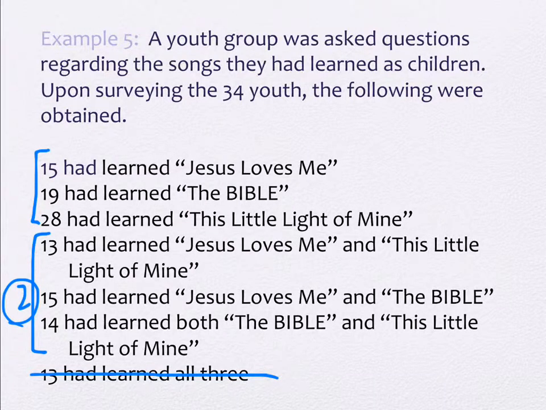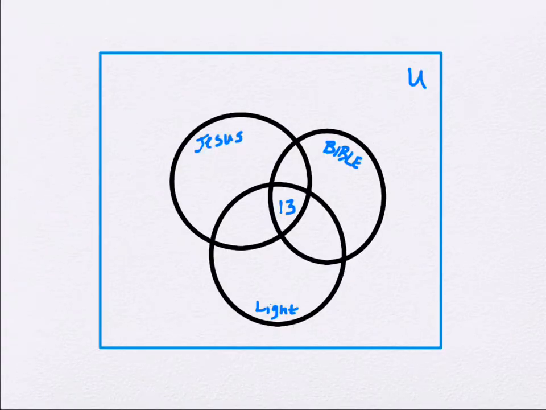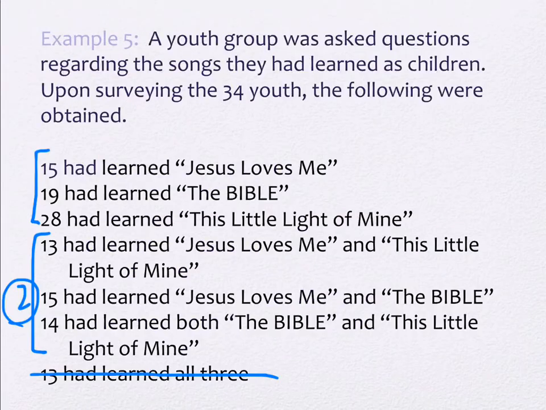So it says 14 had learned the B-I-B-L-E and this little light of mine. So if I take a look at my diagram, the B-I-B-L-E and this little light of mine is this particular region right here. And there's already 13 in it, which means how many are missing? Just one. So there's going to be a 1 that goes right here. All right, and we're going to draw ourselves a little line through that one. We took care of the 14 about the B-I-B-L-E and this light of mine.